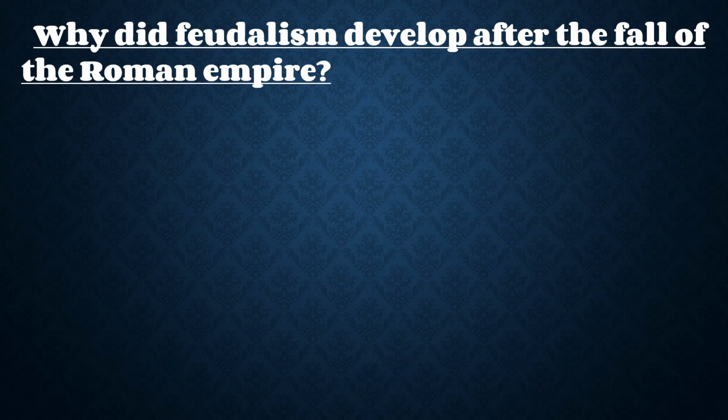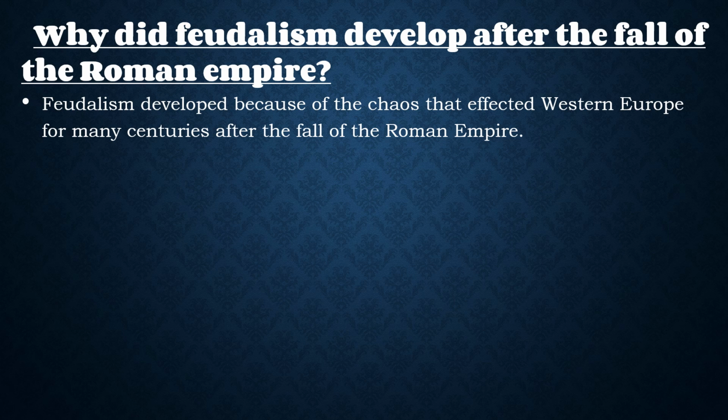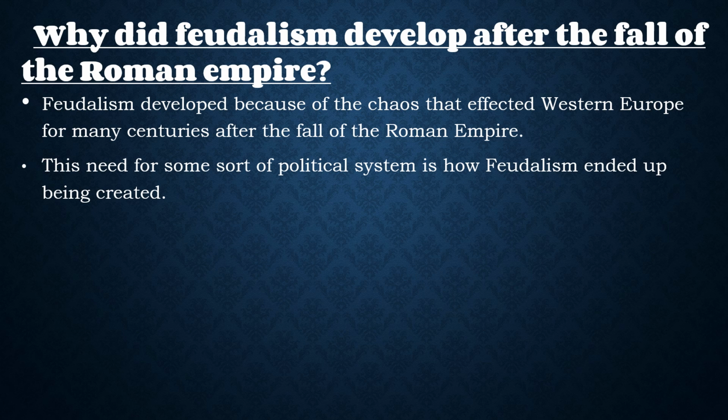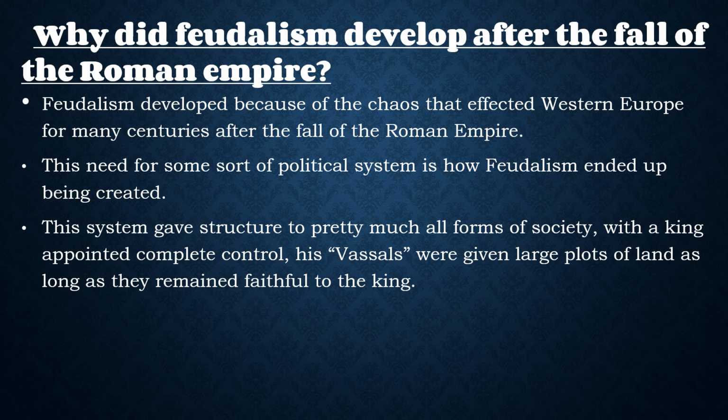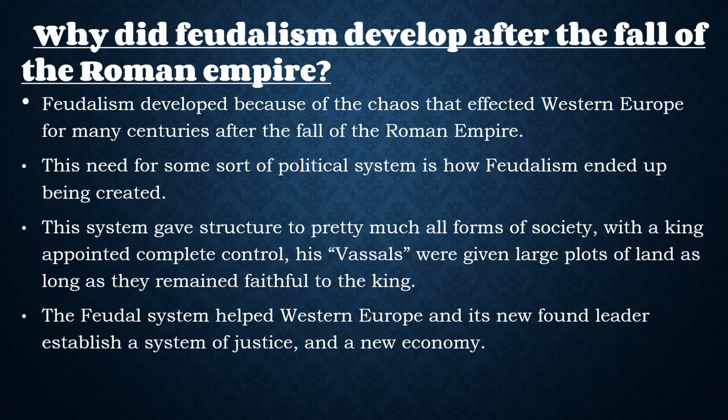Why did feudalism develop after the fall of the Roman Empire? Feudalism developed because of the chaos that affected Western Europe for many centuries after the fall of the Roman Empire. This need for some sort of political system is how feudalism ended up being created. This system gave structure to pretty much all forms of society. With the king appointed complete control, his vassals were given large plots of land as long as they remained faithful to the king. The feudal system helped Western Europe and its newfound leader establish a system of justice and a new economy.